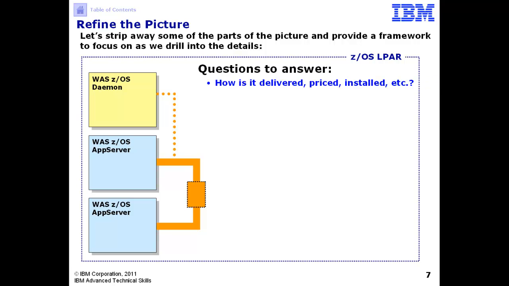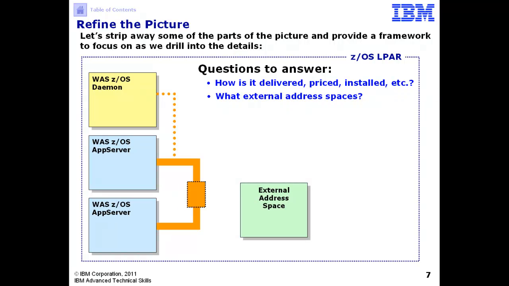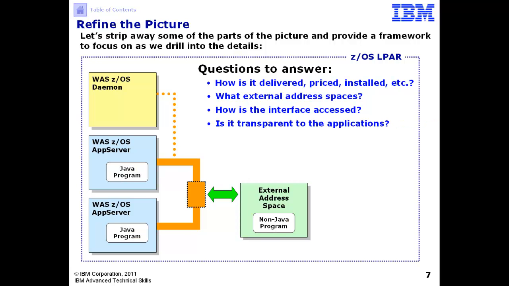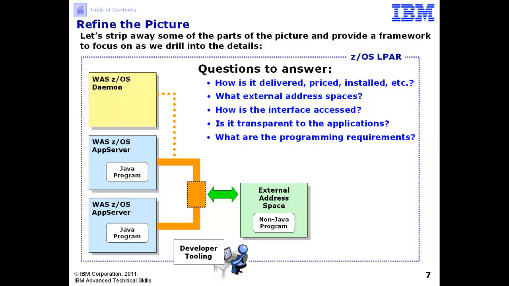Here are the questions we must answer. The first question is how WOLA is delivered and priced. Then we must ask what external address spaces are supported with WOLA, and how the WOLA interface is accessed, and whether WOLA is transparent to the applications, and if not, then to what degree must the application know about WOLA, and then what the programming requirements are, and then the issues of security and transactionality.